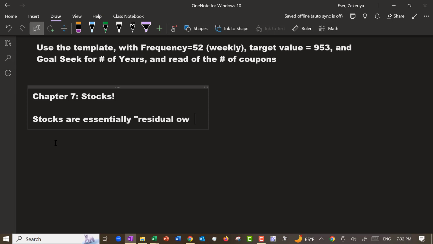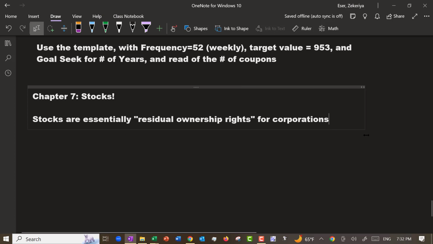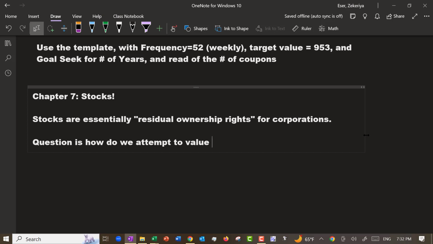The question is, how do we attempt to value such securities? It's a very deep question, and there's no single method that would work for all companies, but at least at this level, we will think about the cash flows from owning a stock.